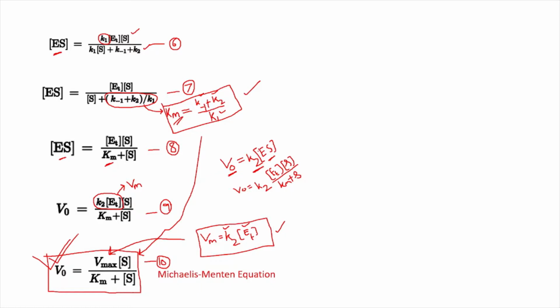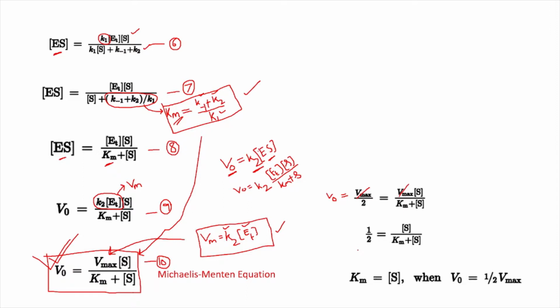Now let us see what will happen for some case. Suppose we take V0 as Vmax by 2. Then what will happen? In place of V0 we write Vmax by 2, which is equal to Vmax into S by Km plus S. So these two Vmax will get cancelled out, and then we have half is equal to S by Km plus S. So by transposition we will get Km is equal to S when V0 is equal to Vmax by 2.